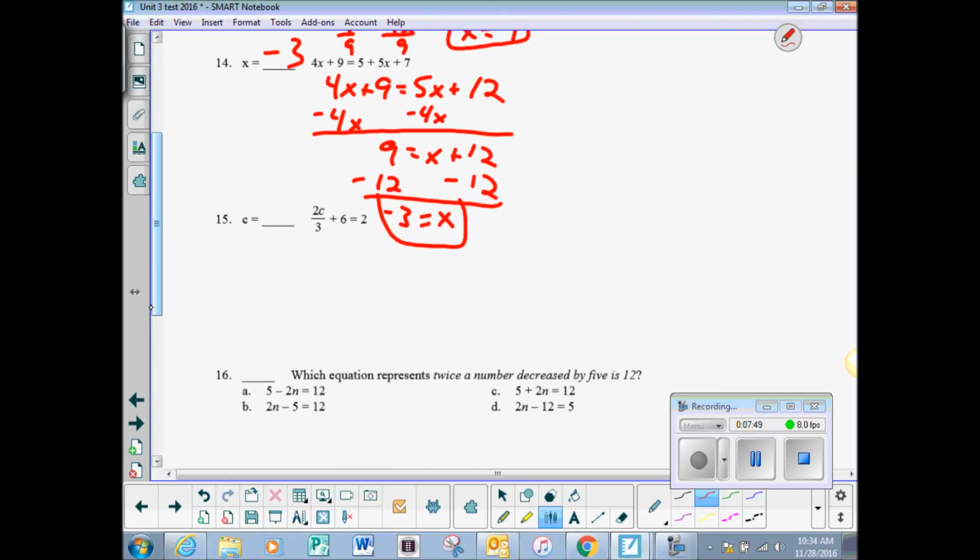All right, number 15. We have a fraction times our variable again. So we have 2/3 c equals negative 4. Just so you know, 2c over 3 is the same as 2/3 c. Just a different way to write the same thing. But how'd you get negative 4? What's 2 minus 6? Oh, okay. Then I multiply both sides by the reciprocal. And I get negative 12 over 6, or negative 6.